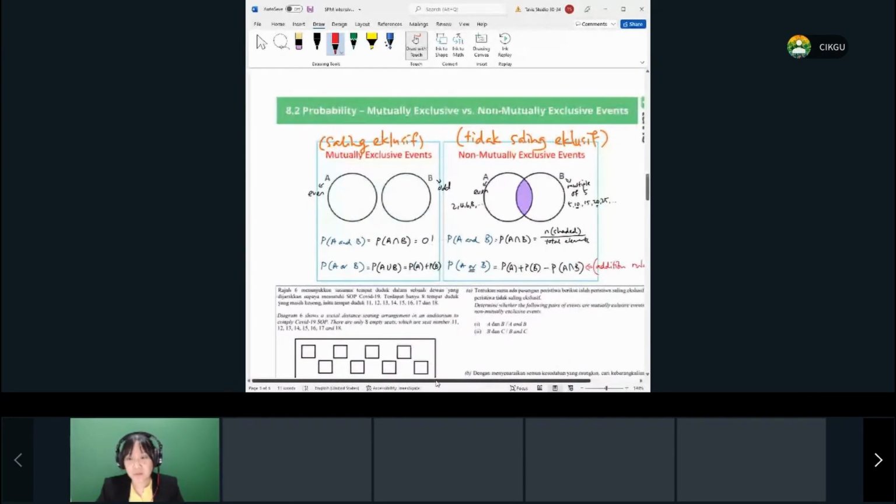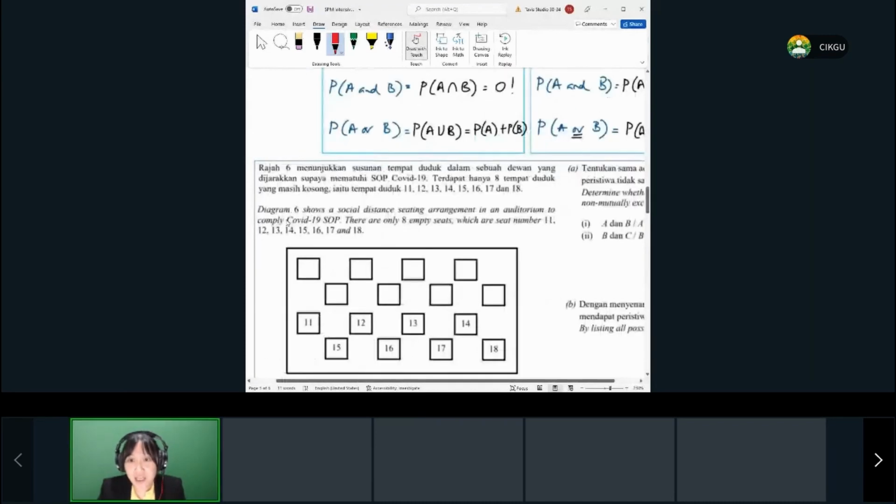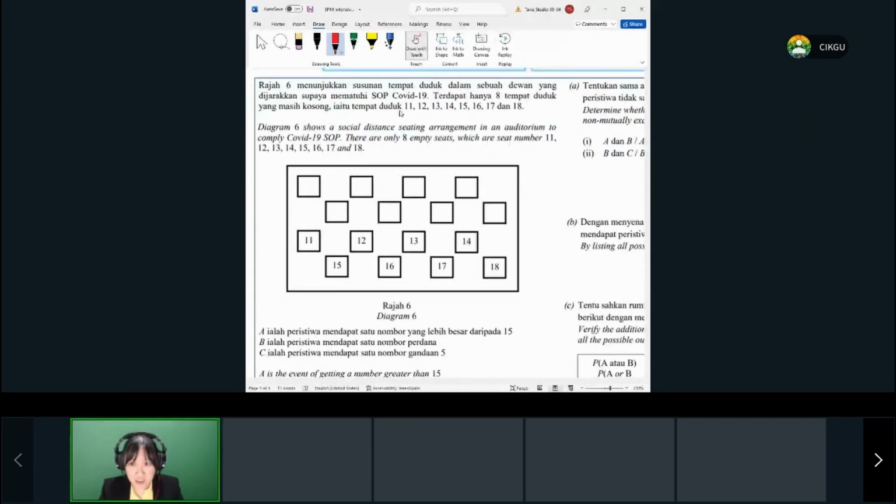Okay, come, let's do the question here. Diagram 6 shows, and this is the key, there are only 8 empty seats, which are seat numbers 11, 12, 13, 14, 15, 16, 17, 18. So only these 8 are empty seats. That means eventually people can only pick from these 8 seats.